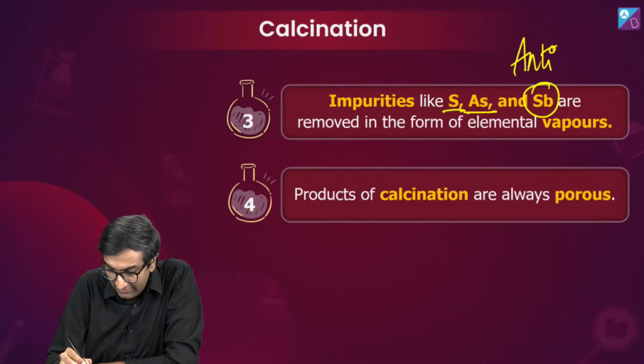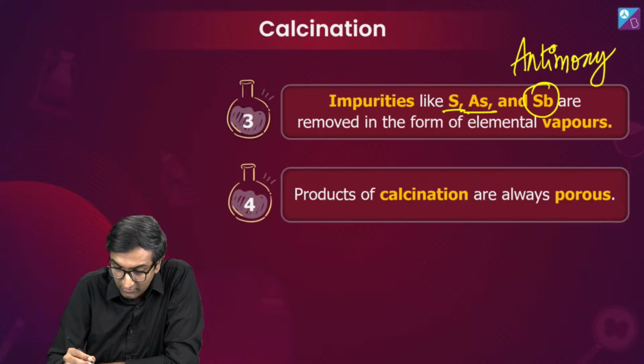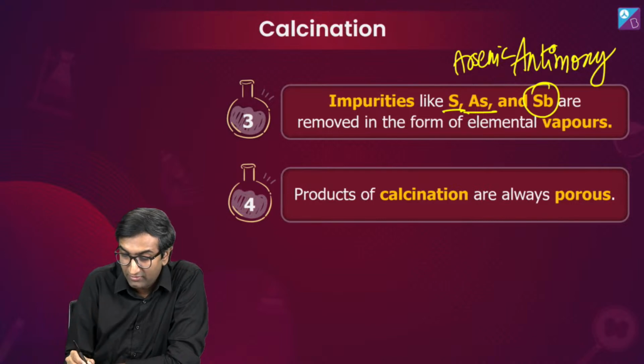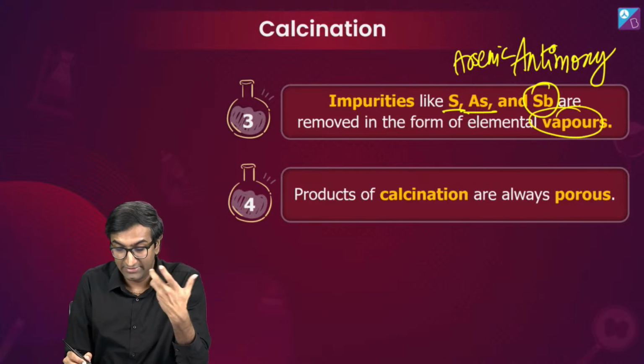Antimony. As is arsenic, this one is simple, arsenic. S is sulfur. Okay. You get elements directly that go out.